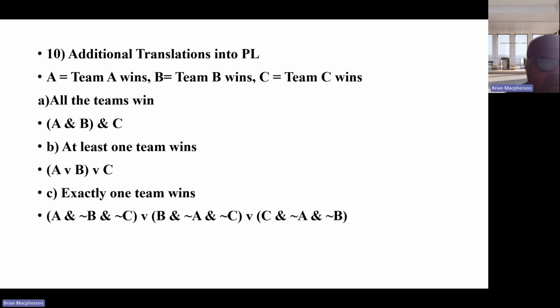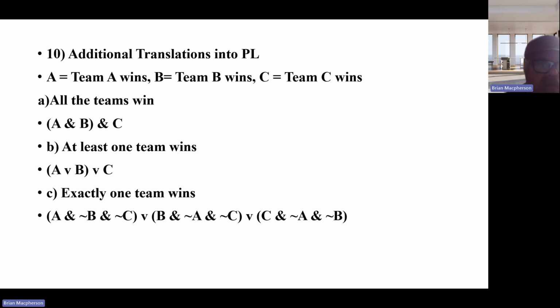So what I will typically do is I'll give you a symbol key. So A means team A wins. B is atomic. It means team B wins. And C is atomic. It means team C wins. So first of all, all the teams win. You agree it would be A and B and C, right? All three teams win, A and B and C. At least one team wins, well, either A wins or B wins or C wins, right? At least one team wins, A or B or C.